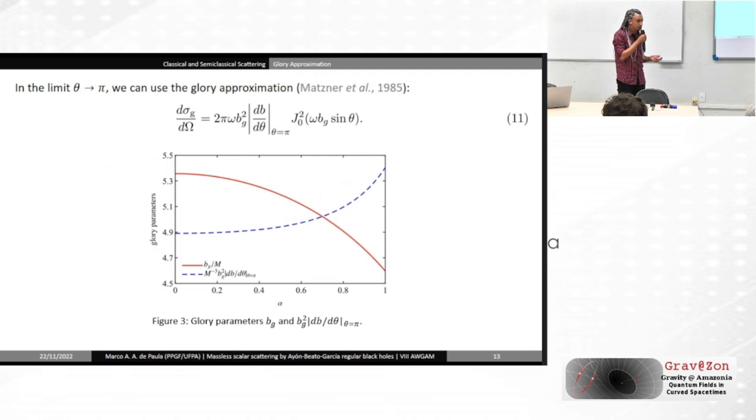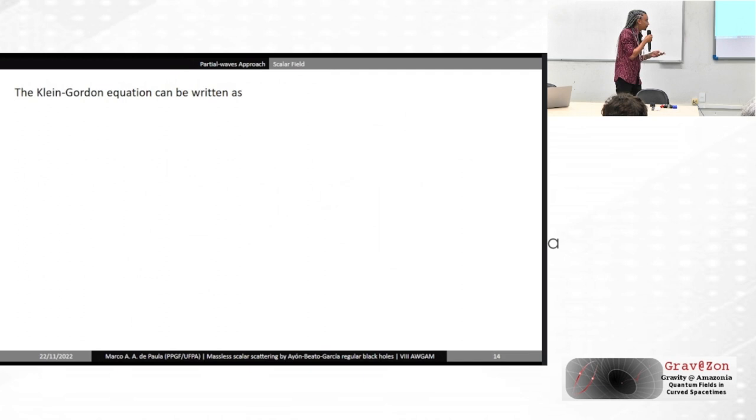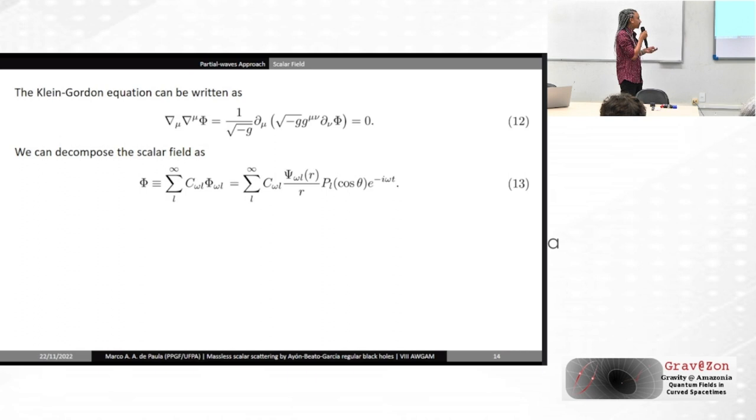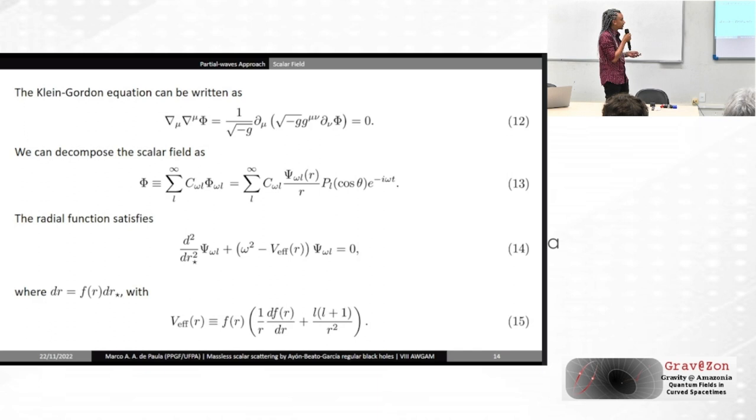So now let's move on to the partial waves approach, and we start talking about the scalar field. So the Klein-Gordon equation can be written as given by equation 12, where phi is the field, g_mu nu is the metric tensor, and g is the determinant of the metric tensor. So taking into account the symmetries of the space-time, we can decompose the scalar field as given by equation 13, where C_omega L are constant coefficients that will be determined by the boundary conditions, and omega and L are the frequency and the angular momentum of the wave, respectively. So psi is the radial function, and P_L are the Legendre polynomials. So the radial function is given by equation 14, right? And the effective potential is given by equation 15.